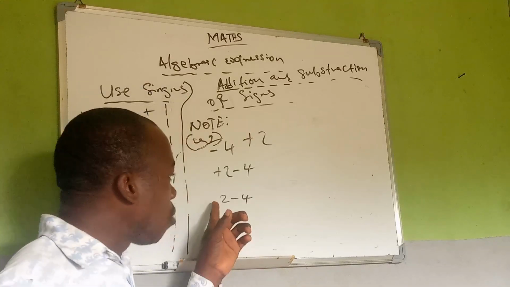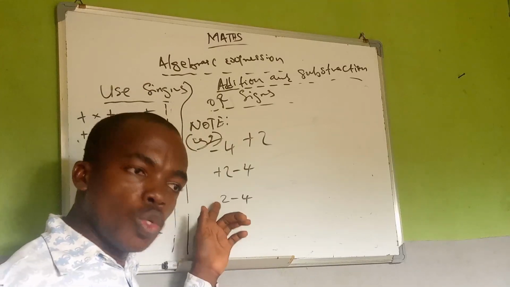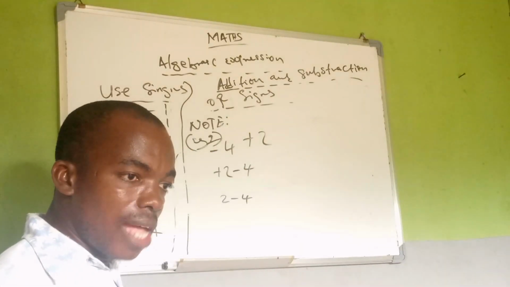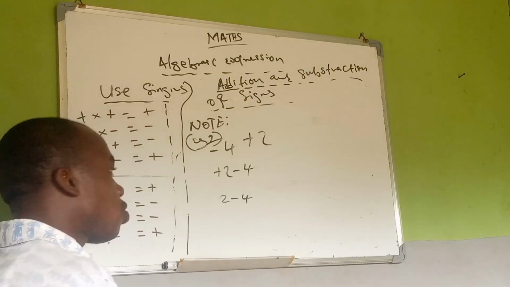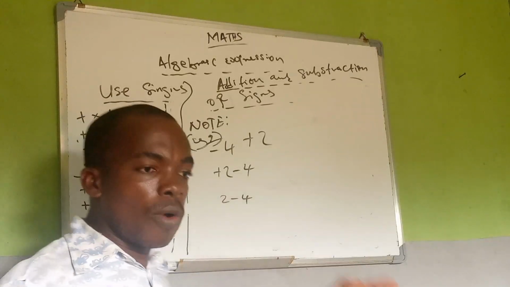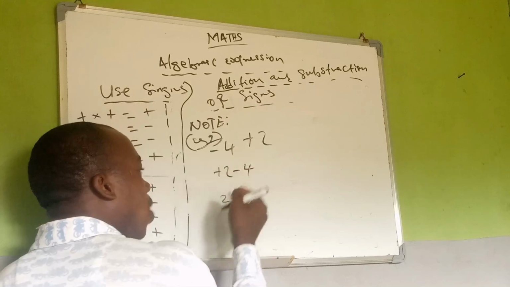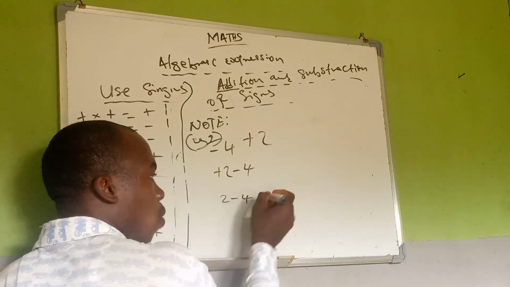Because whether there is a plus in these 2 or there is no plus in these 2, it is what? 2. Do you understand? So, if I now ask you, 2 minus 4 is now what? Minus 2. So, you know that what I've just asked you now, 2 minus 4, is what?